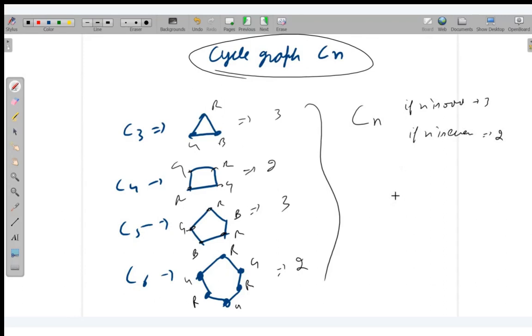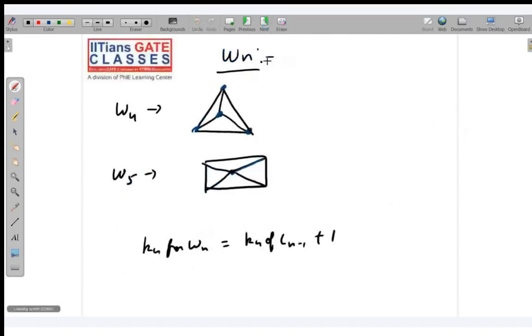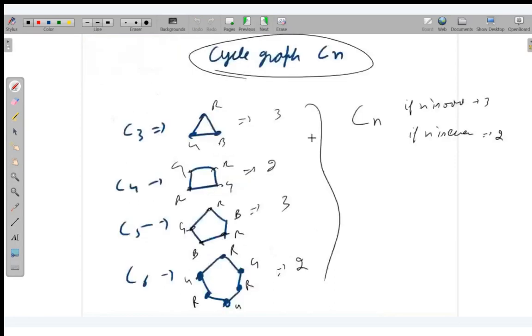Okay. Yes. Take snapshot. I will jump to the next slide. Done, sir. Wheel graph Wn. Just a moment, sir. The last slide. Okay, last slide. Okay. Done, sir.